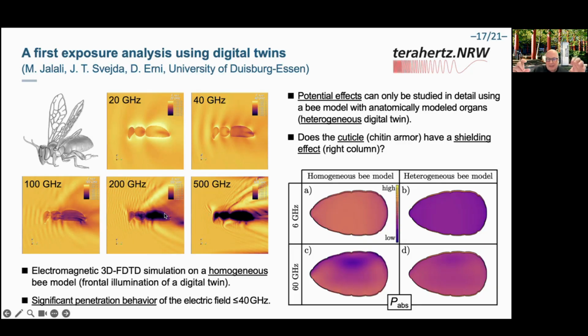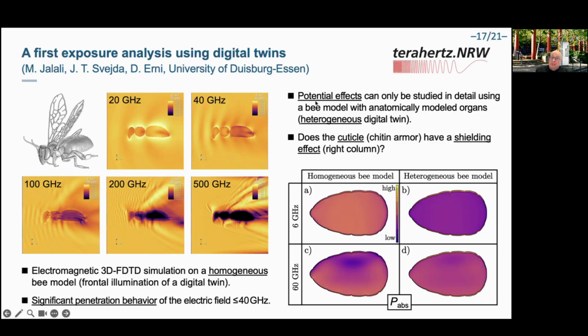We see that the decreasing penetration depth kicks in, leaving the inner parts nearly unexposed. So that is also interesting. And what is really interesting is that, starting from 200 gigahertz up to 500 gigahertz, the antennas, the legs, and the wings also start to contribute to the scattering cross-section.